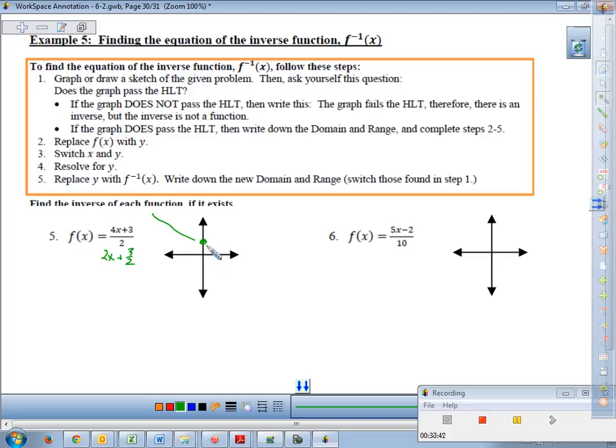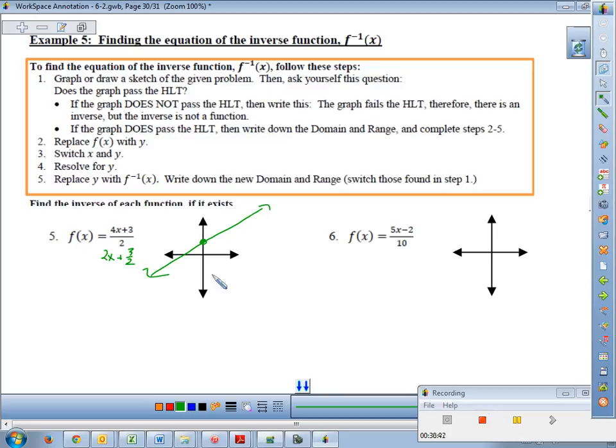Check my sketch out. Good or bad? That's bad. Why is that bad? That slope is what kind of slope right here? Negative. I want it to be positive, correct?